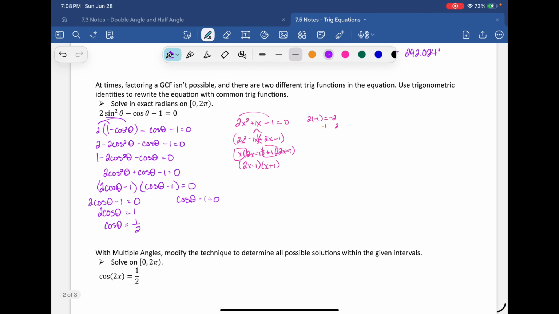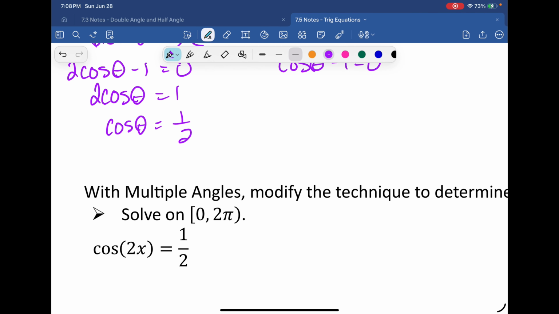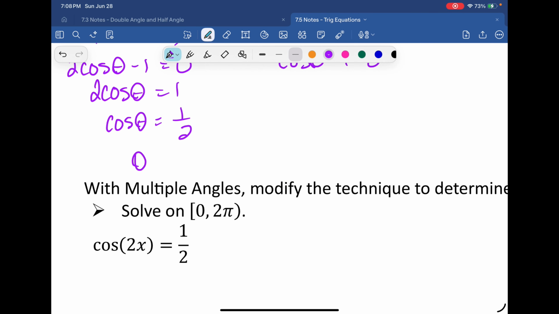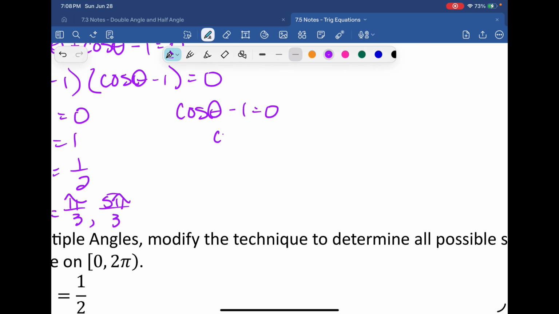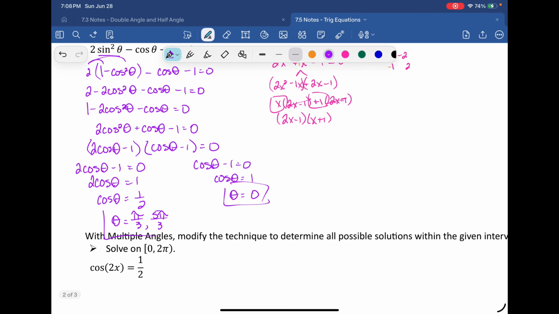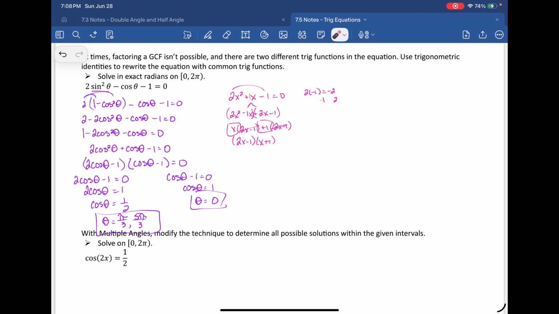All right, yes, I'm limited 0 to 2 pi. Cosine is positive in quadrant 1 and 4. So angles with an x coordinate of 1/2 in quadrant 1, pi over 3, and in quadrant 4, 5 pi over 3. On that one, we're going to add the 1. So where cosine is a positive 1 is at 0. And that's the only one between 0 and 2 pi. 2 pi is not included because of the parentheses.